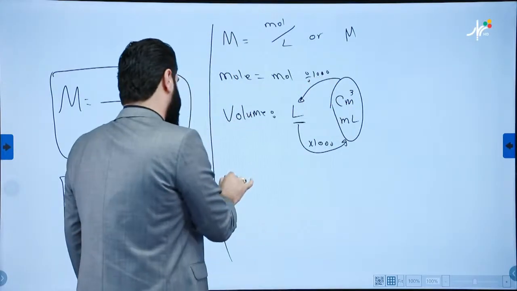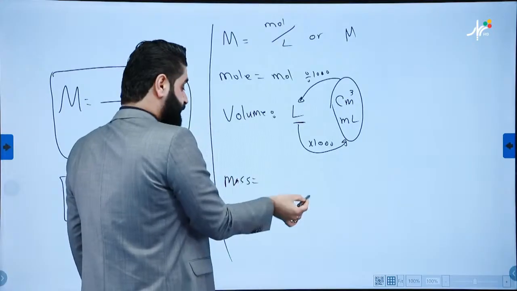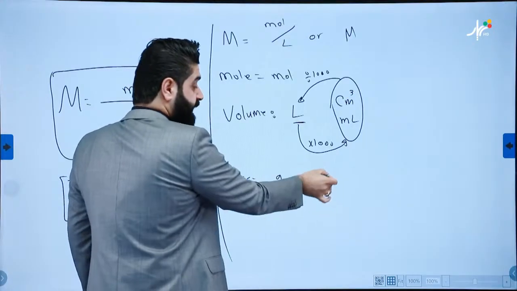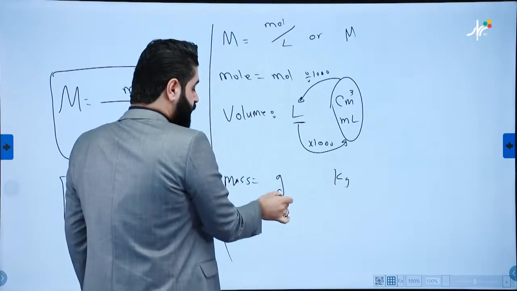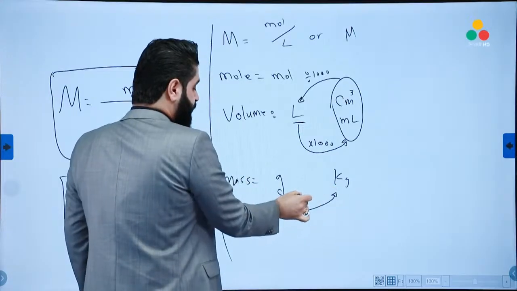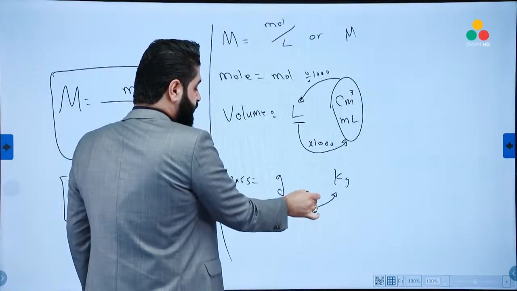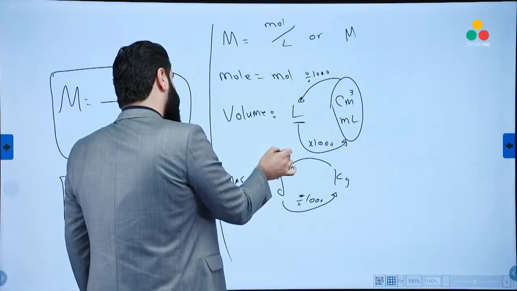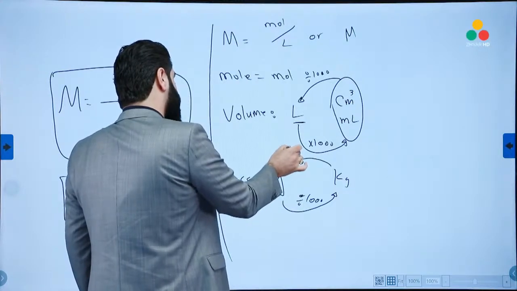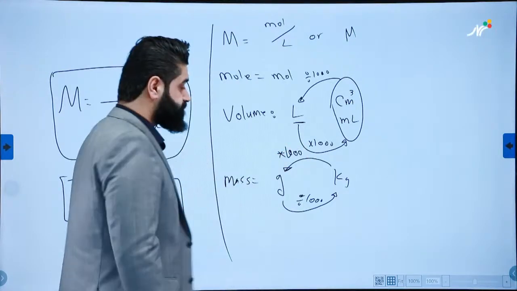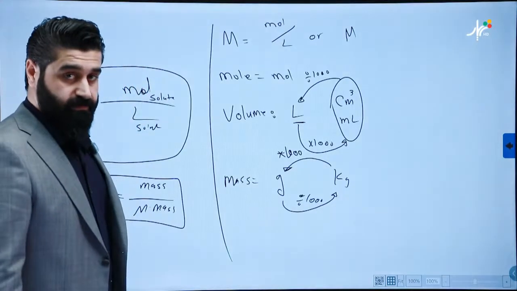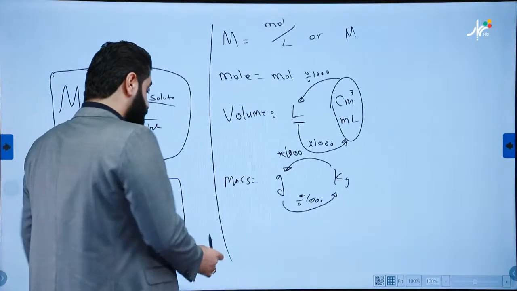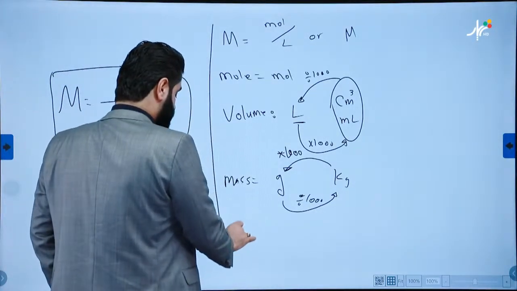About the mass. Mass can be measured in grams or kilograms, no problem. Grams can be turned into kilograms by division, divided by 1,000, and kilograms into grams by multiplication. Multiply the number by 1,000. Very easy, right? Good. About the molar mass.